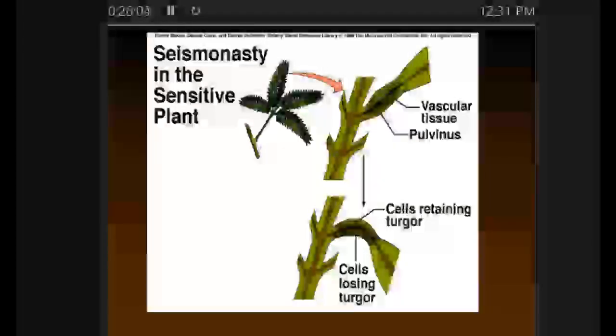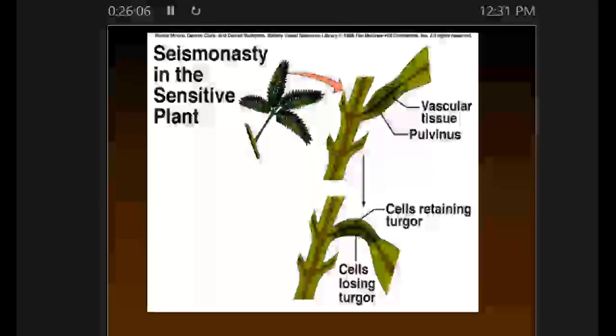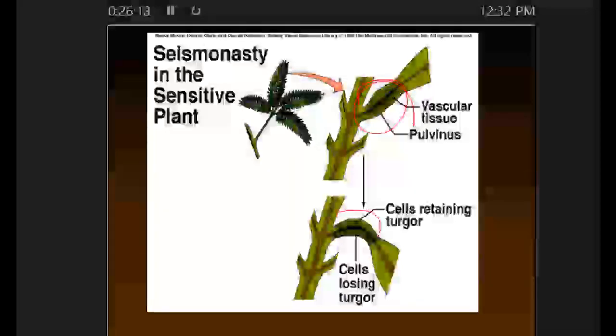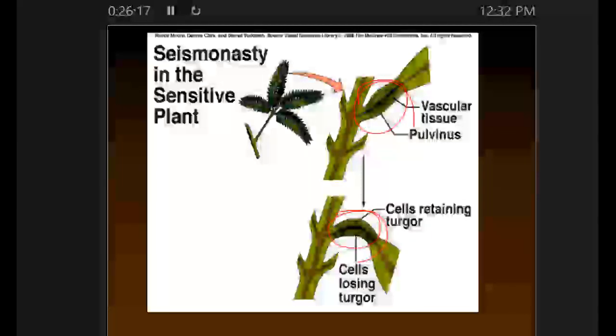Okay. So again, here is an image trying to show the pulvinous tissue at the base of each leaflet. And they're just trying to show that there's going to be gain of water on one side, loss of water on the other, and that's causing the movement of the leaflet. And so pretty easy way to do it.